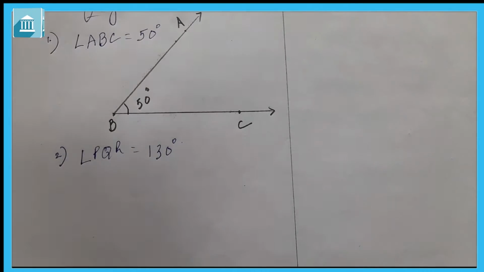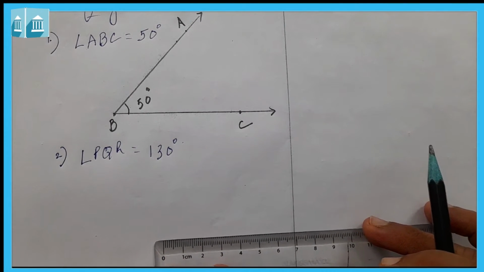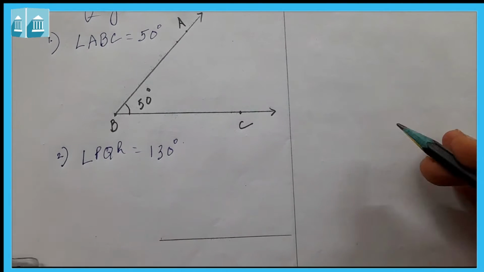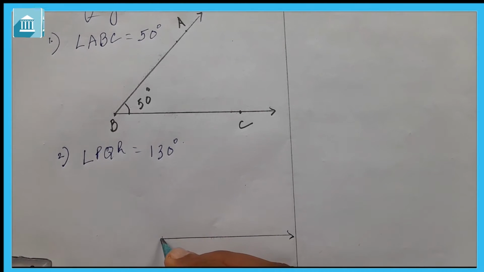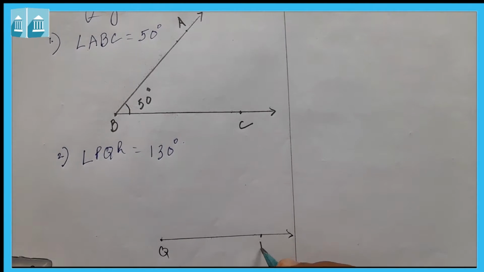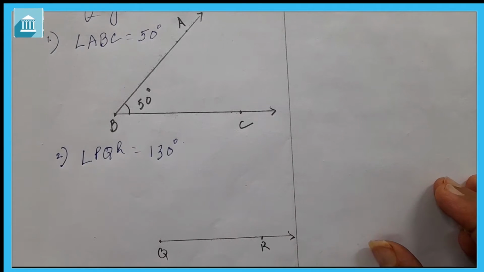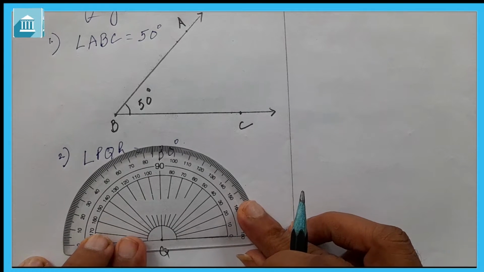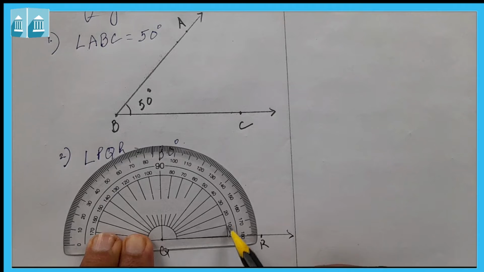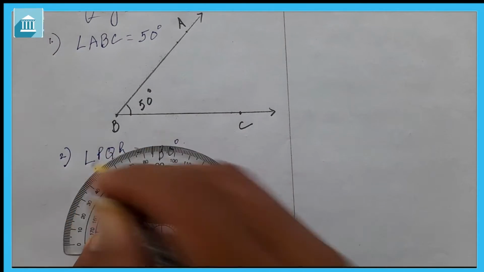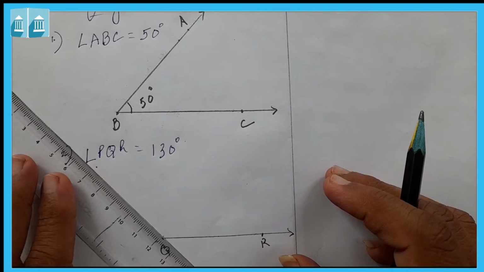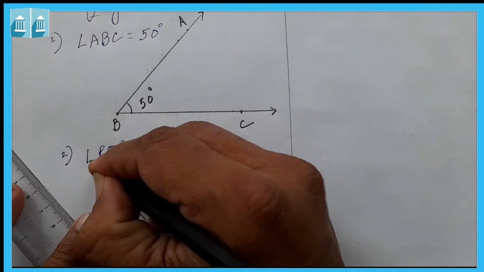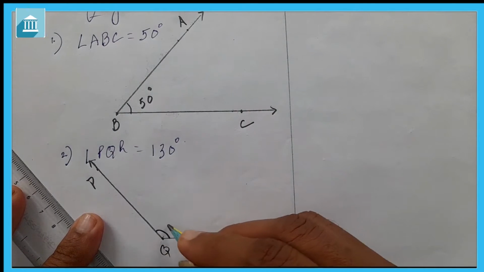So for that also first we need to draw a ray like this. So this is the ray Q, you can say R. Now again with the help of protractor, here we can see that again on this zero is there, so we have to measure here this, and the line this will be, let it be P.